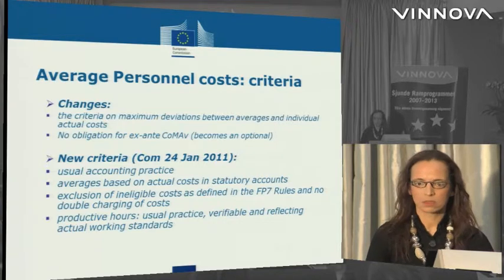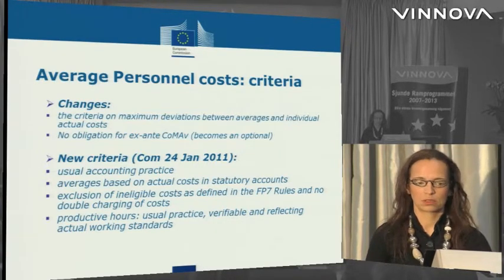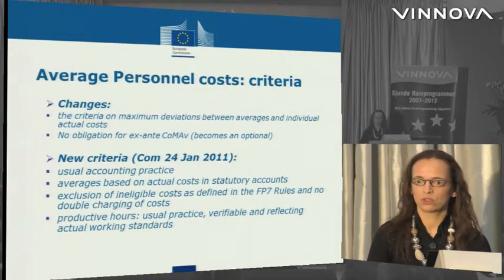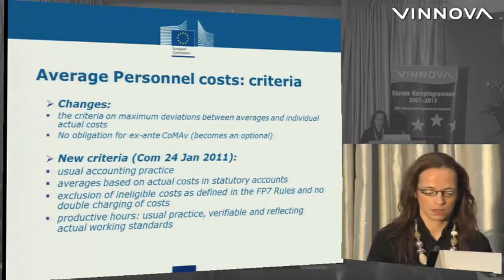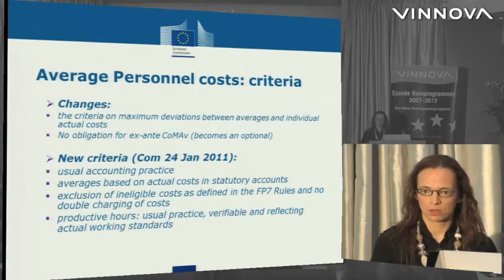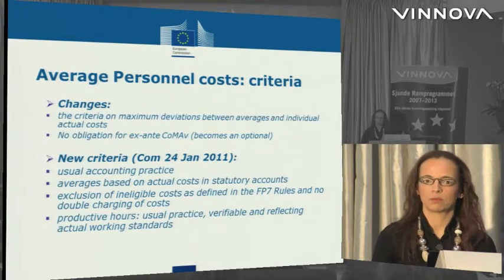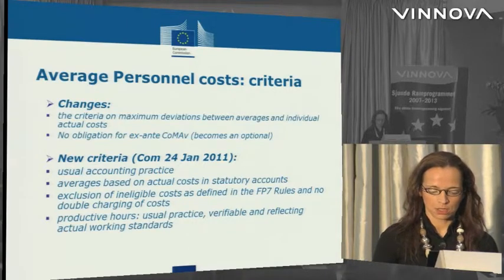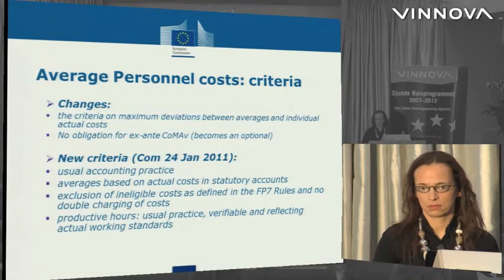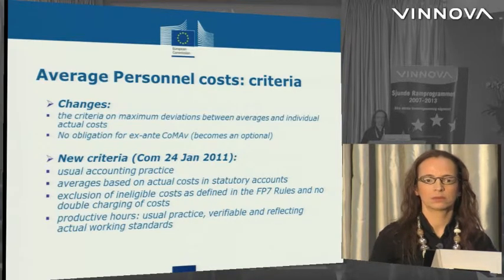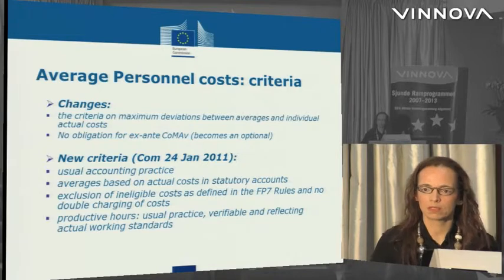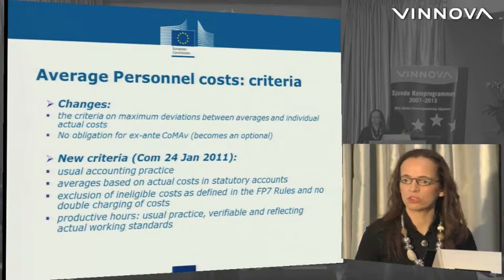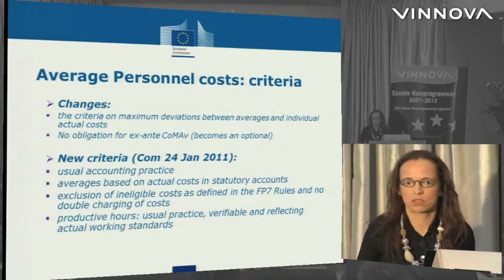In basic terms, it says that we would accept the use of average personnel costs on FP7 grants, given that they meet 4 distinct criteria, very broad ones. First of all, that it is the usual accounting practice with the beneficiary, again with the disclaimer as long as it is not in contradiction with FP7 rules. The average personnel costs are based on actuals as recorded in the statutory accounts. So you may use an average personnel cost system, but this average personnel cost system has to be based on something which is a reality, an average of a reality of costs which exist.